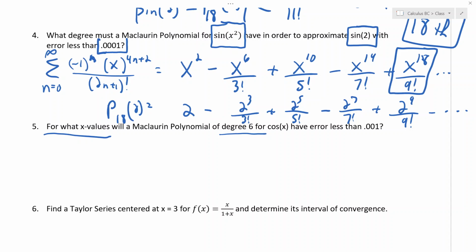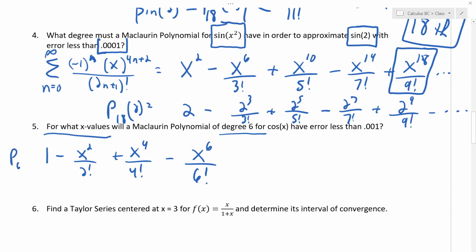Okay, so the 6th degree polynomial for cosine is 1 minus x squared over 2 factorial plus x to the 4th over 4 factorial minus x to the 6th over 6 factorial, right? That's the 6th degree, which we want. Now, no matter what I plug into this thing, that's an alternating series, which means my error is just my next term. Okay? You see, I'm just exploiting that over and over again.